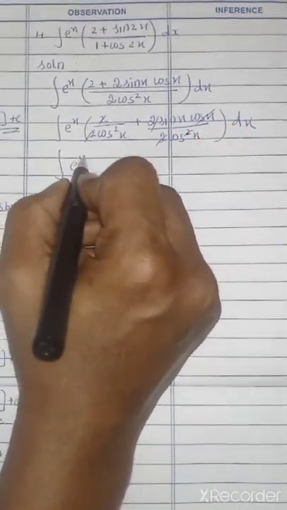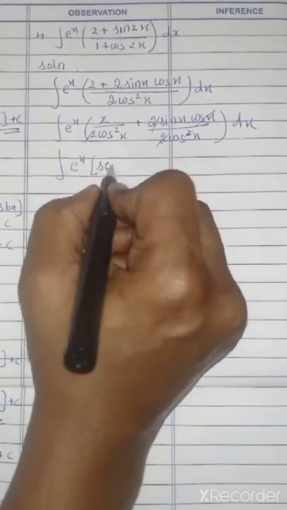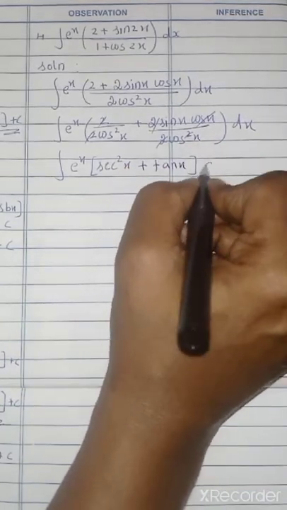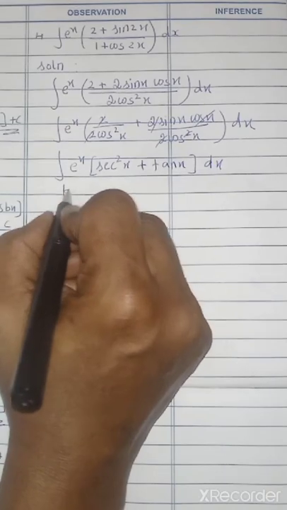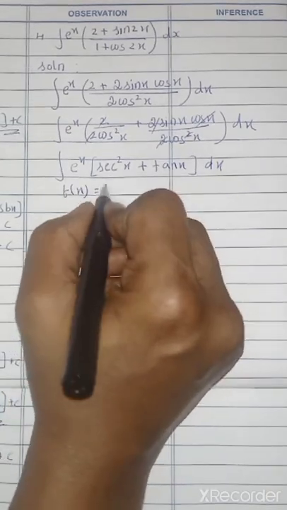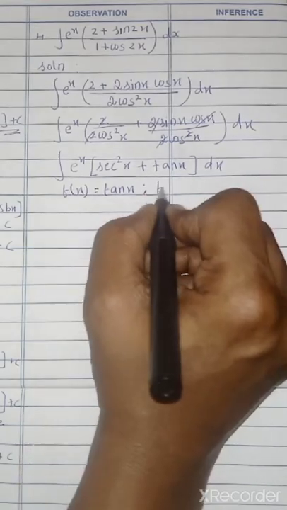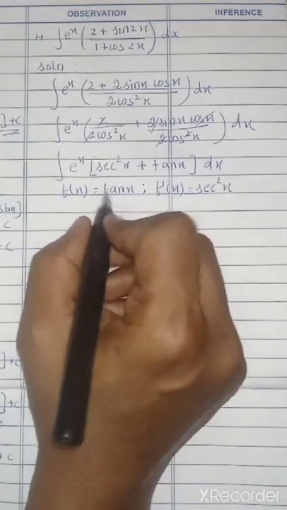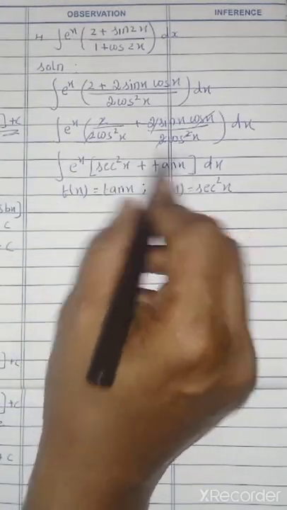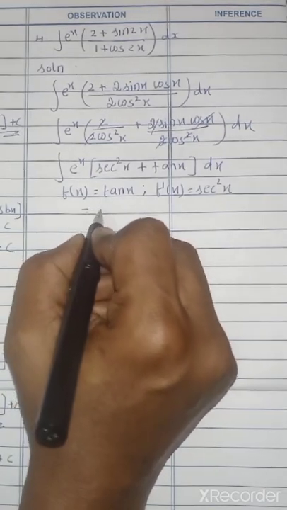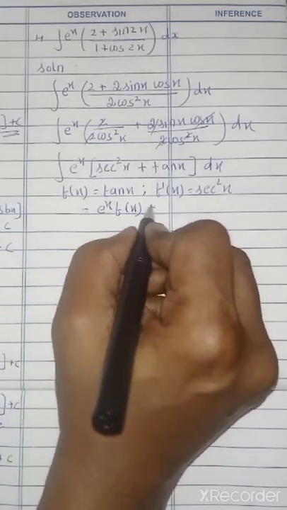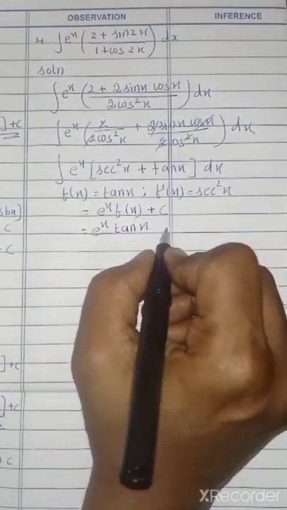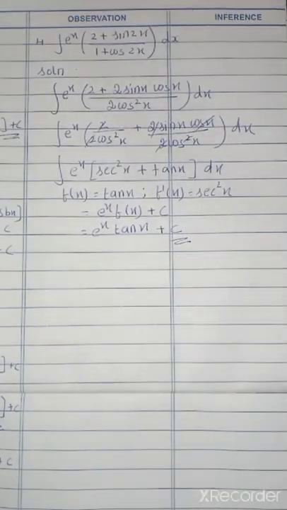So you will get e power x into, 1 by cos square is secant square, sin by cos is tan x, dx. So here we can take the function f of x as tan x, and f dash of x as secant square x. Okay, so we got the e power x into f of x plus f dash of x format. So what is the answer? e power x f of x plus c, right? So e power x, what is f of x? Tan x. e power x tan x plus c is the final answer.